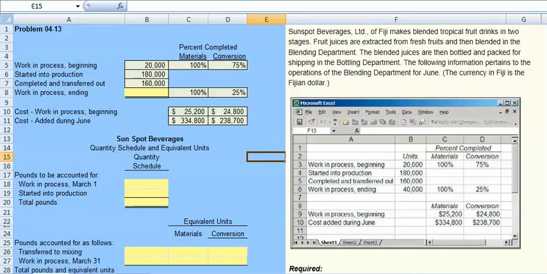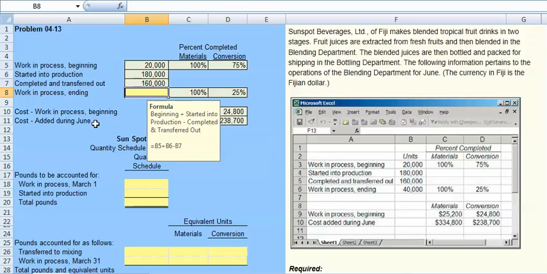The following is a quick video walkthrough of the Building Excel worksheet to solve problem 4-13. I'm not going to spend much time talking about how to solve it other than focusing more on how to build the worksheet. First, we need to calculate our ending work in process. That's simply going to be our beginning work in process plus started into production.